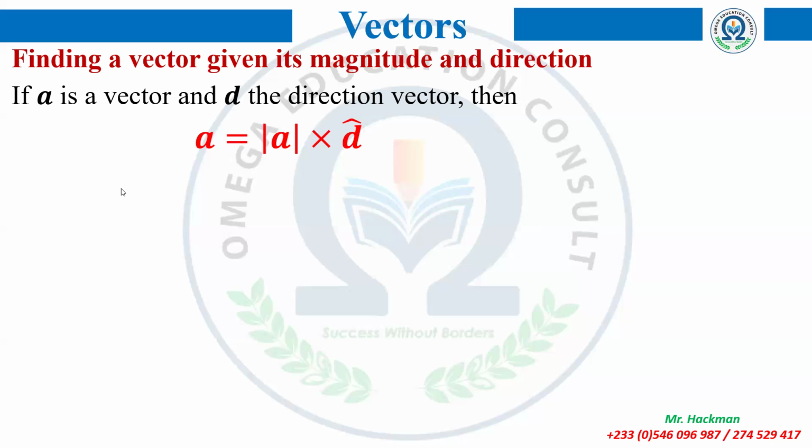Now take note of the statement that we have here. Every vector will be equal to the magnitude of the vector, so let me write the vector in a cell. That means the magnitude of the vector times the unit direction vector. So times the unit direction vector.